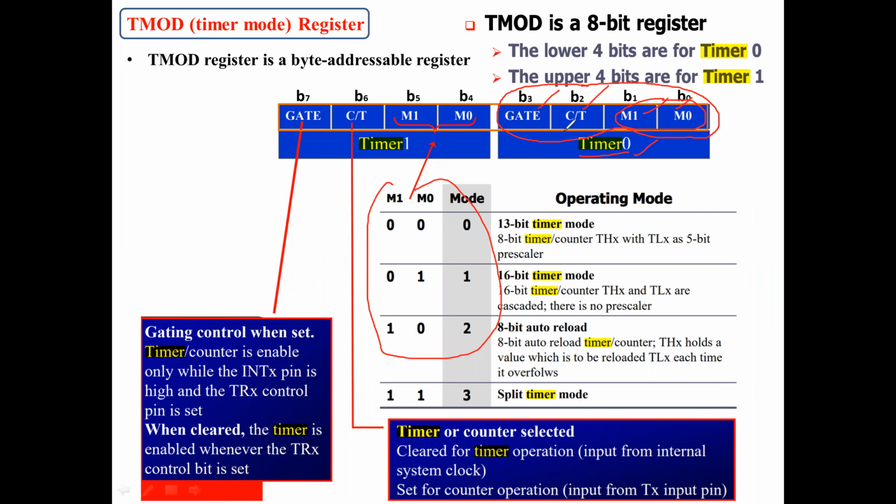It is the gate. Gate means whether your timer is going to run by software or hardware. What is software? What is hardware? Software in the sense, if the gate bit is 0, you are going to run the timer using software. When it is clear, the timer is enabled whenever the TRx bit is set; x stands for 0 or 1. If you are using timer 0, then it is the TR0 bit. If it is set, the timer will start to run. Timer is ready to run.